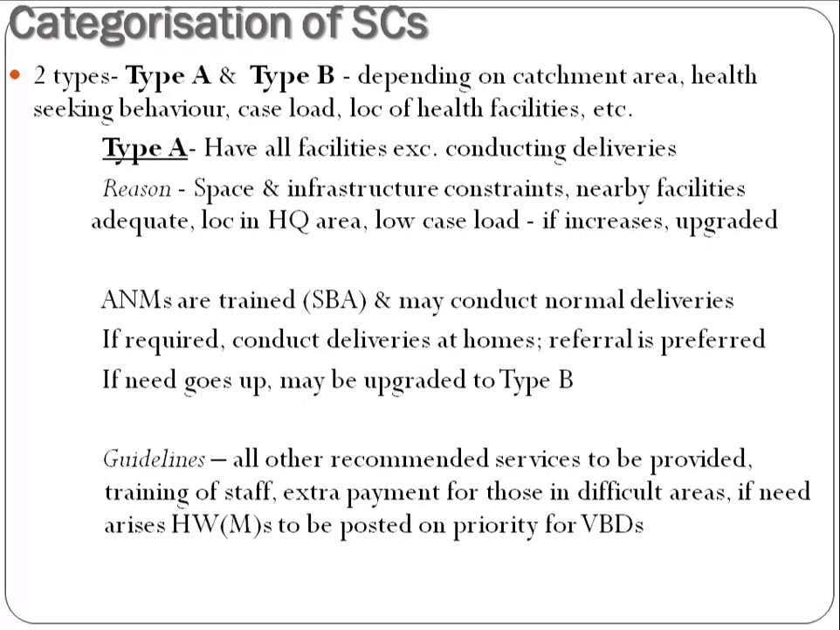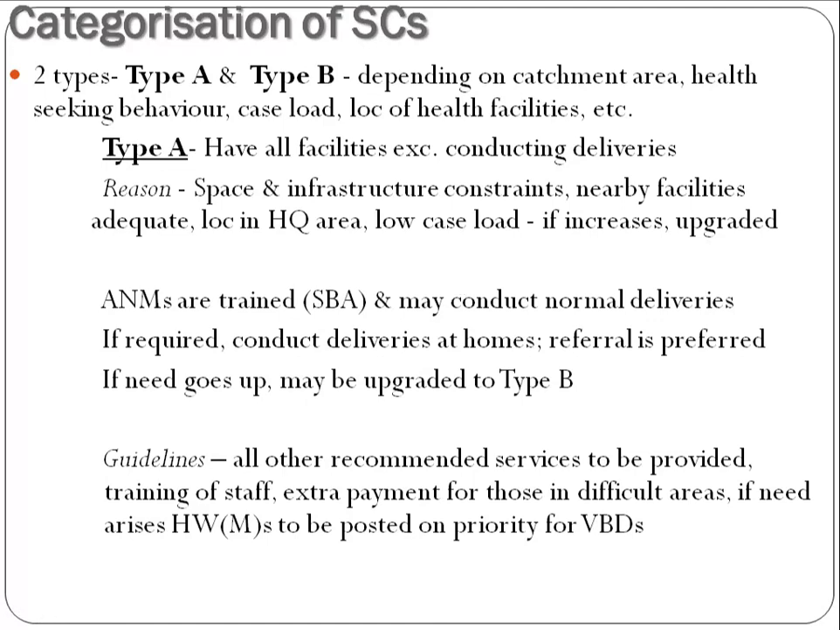Now, there are 2 types of sub-centers, type A and type B. Type A has got all the facilities except the facilities for conducting deliveries. Please remember, type A, no deliveries. Why? Because there are space and infrastructure constraints. The nearby facilities, that is, it may be located near a PHC.